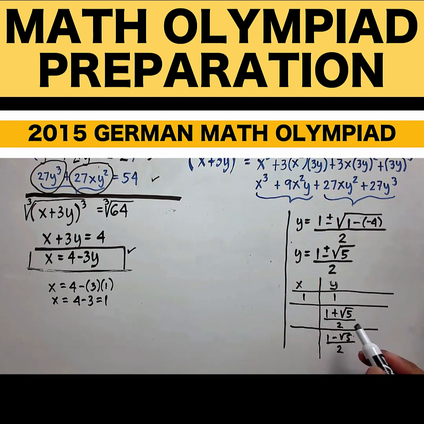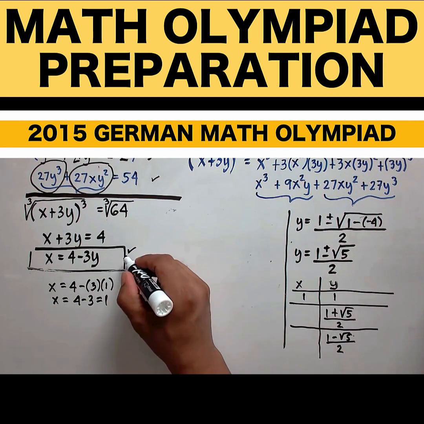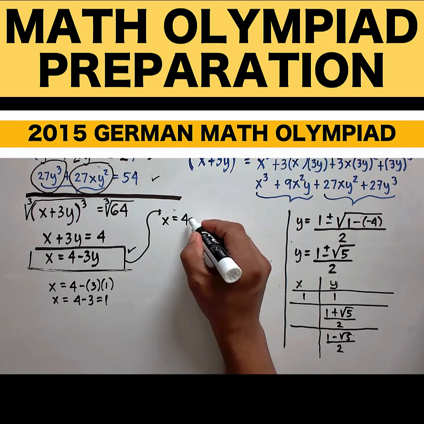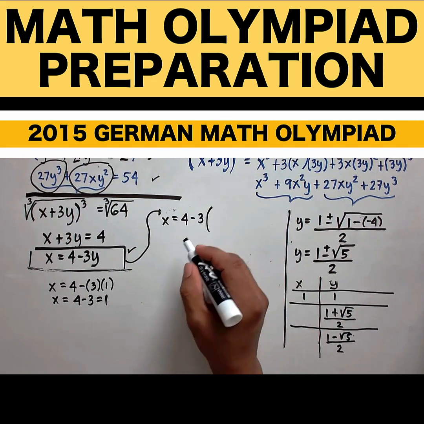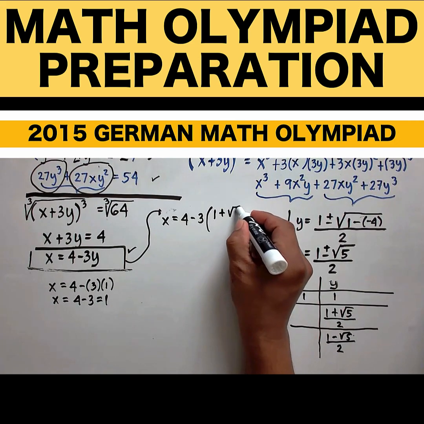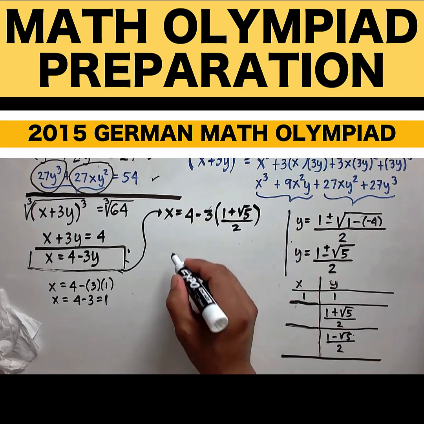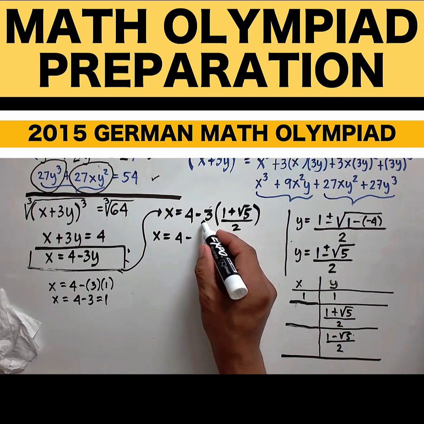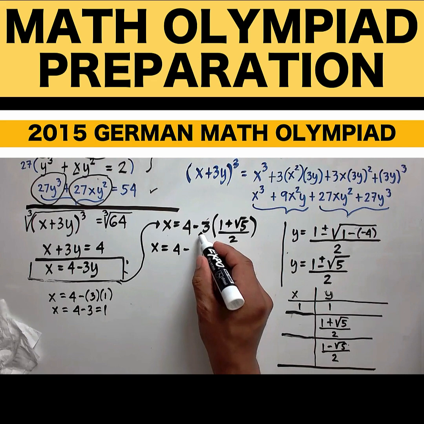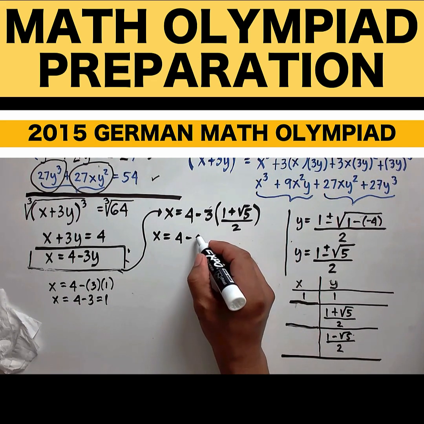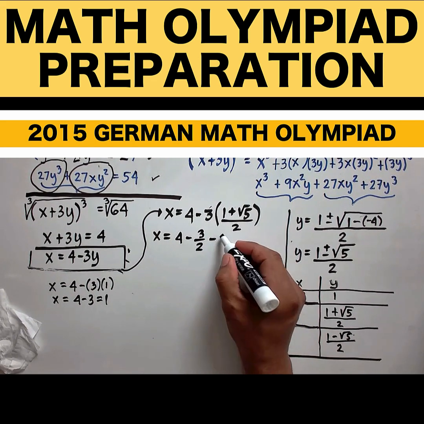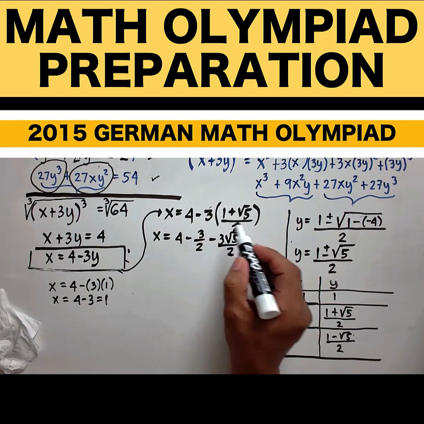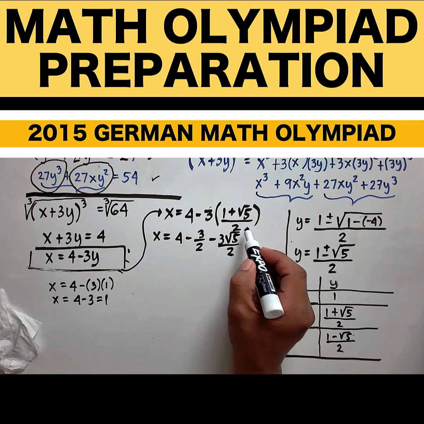Now, if y is 1 plus square root of 5 over 2, this equation becomes x equals 4 minus 3 times the quantity 1 plus square root of 5 all over 2. Simplifying, this is equal to x equals 4, distribute negative 3 to this binomial here. Negative 3 times 1 over 2 is negative 3 halves, minus 3 square root of 5 over 2. We distribute this monomial factor and we split 1 plus square root of 5 over 2 into 2 fractions.